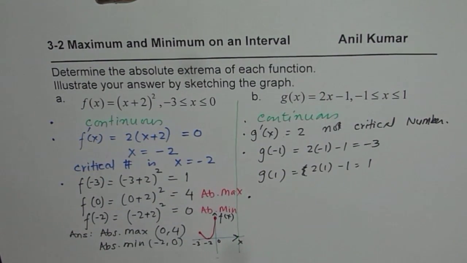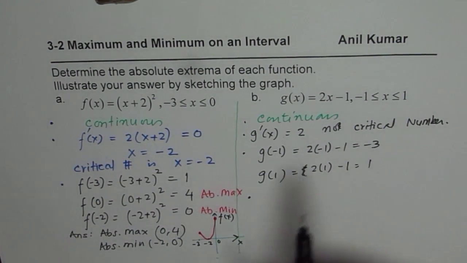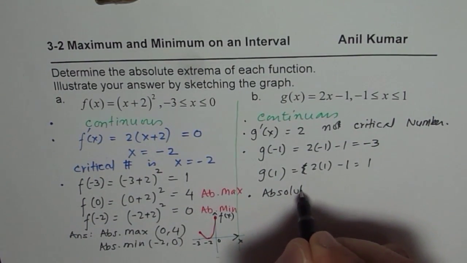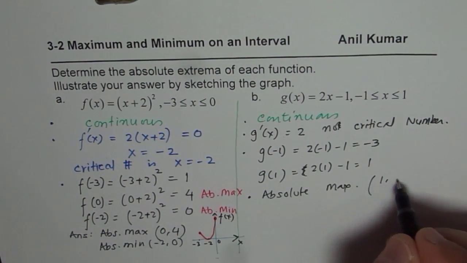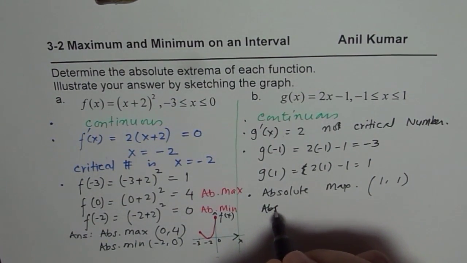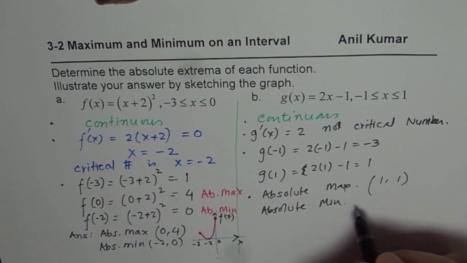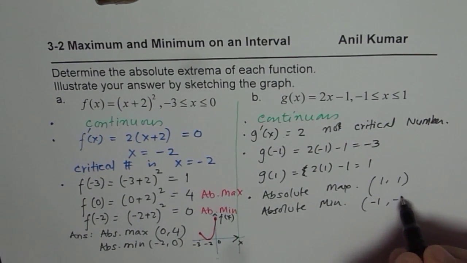So the algorithm says, first check whether the function is continuous or not. Second step is find the critical numbers. Third step is find the value at critical numbers and at the boundaries. So now compare them. So we get the absolute maximum is at 1 and the value is 1, and the absolute minimum is at -1 and the value is -3, right?